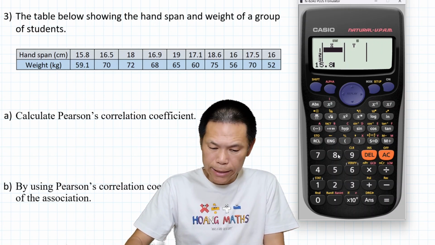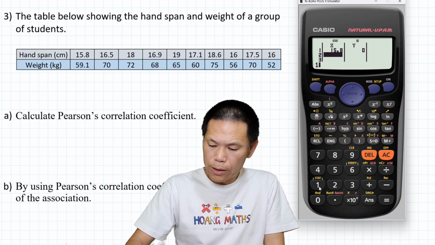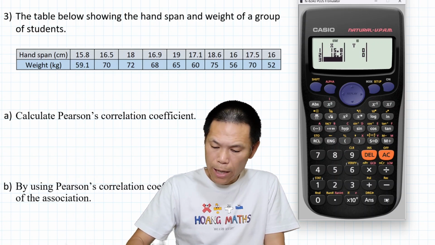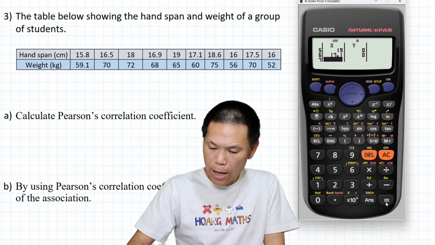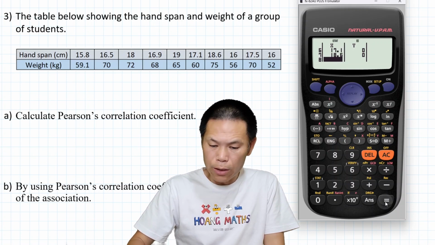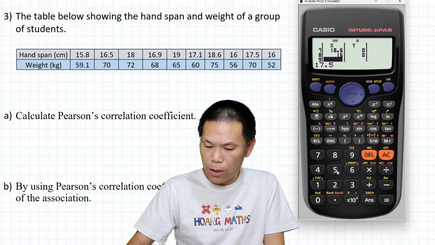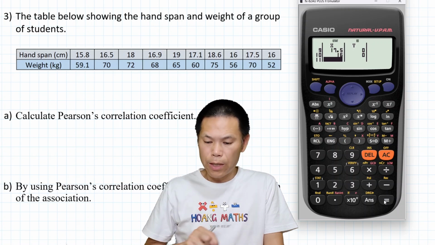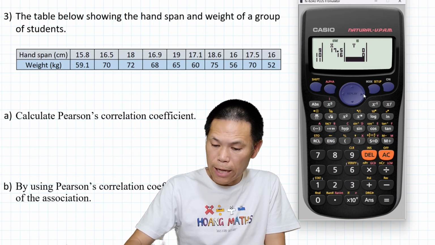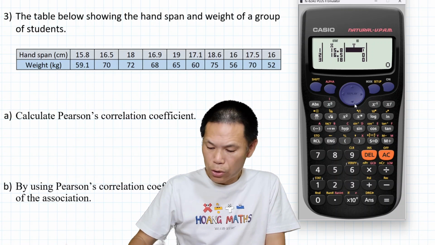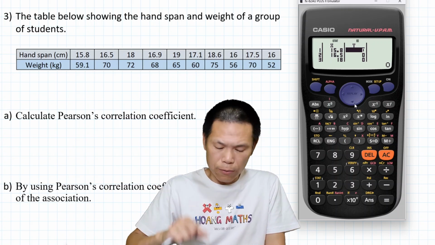So 15.8 equal, 16.5 equal, 18 equal, 16.9 equal, 19 equal, 17.1 equal, 18.6 equal, 16 equal, 17.5 equal, 16 equal. And what I do, I press the cursor across to the right and then press cursor down. It will bring it all the way to the top. So now what I do, I enter the y variable.